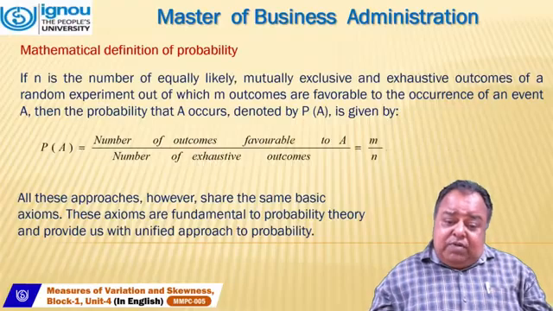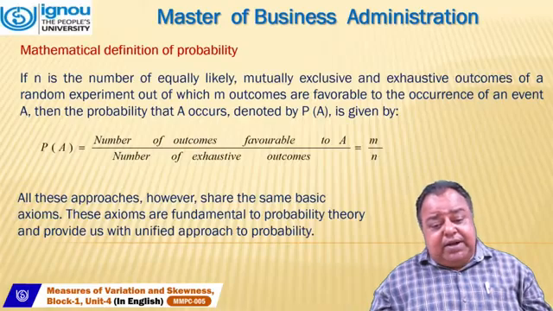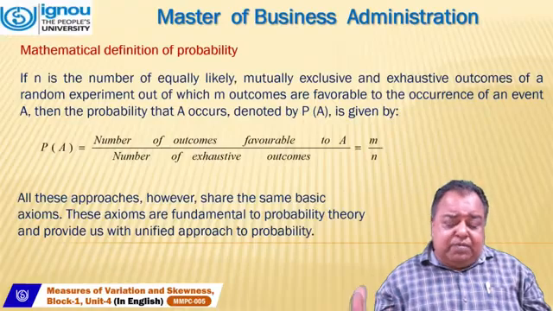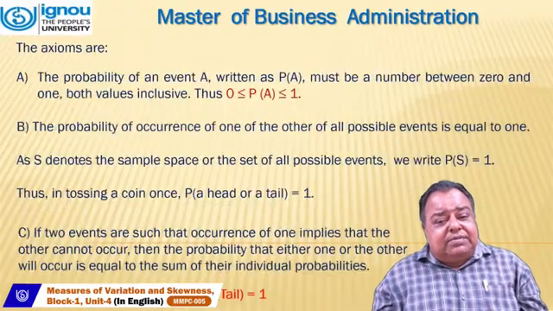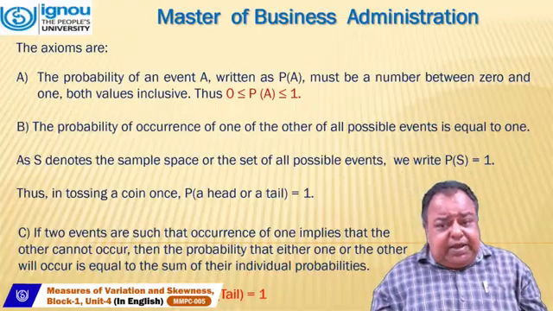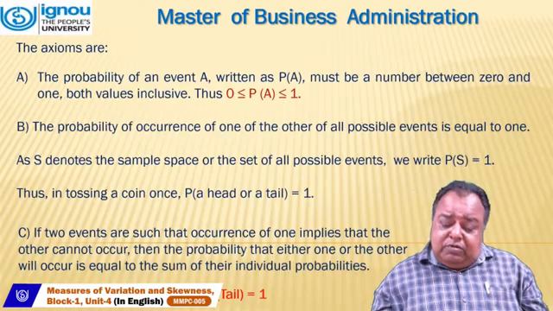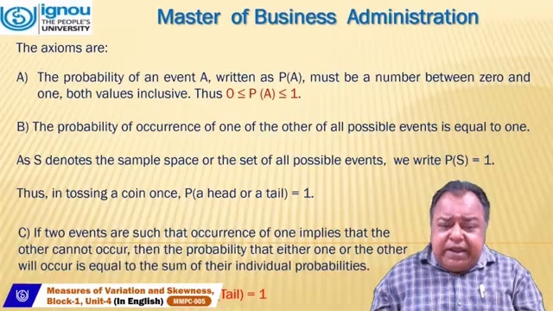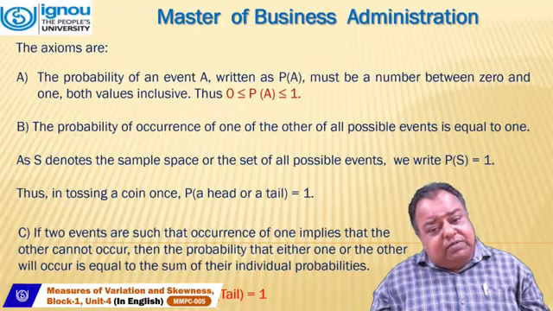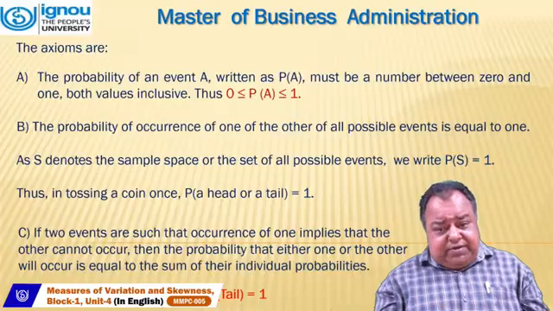All these approaches, however, share the same basic axioms. These axioms are fundamental to probability theory and provide us with a unified approach to probability. The axioms are: the probability of an event A, which is written as P(A), must be a number between 0 and 1. Both numbers are inclusive. That means the probability of any event will mathematically be 0 ≤ P(A) ≤ 1. That means the probability of an event will always be between 0 and 1.